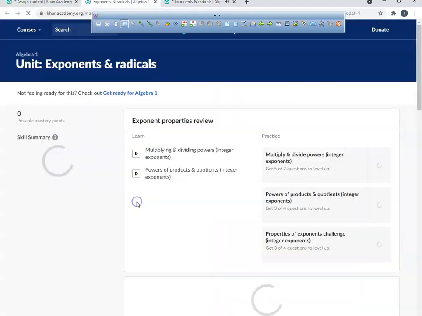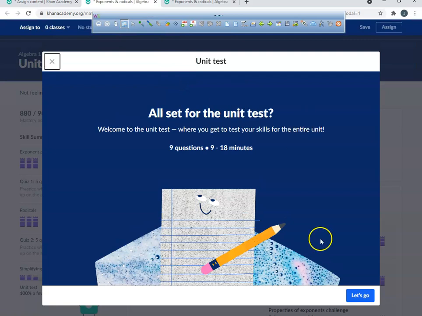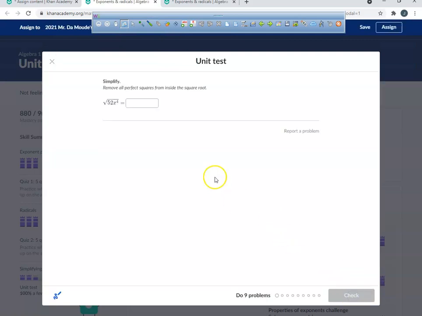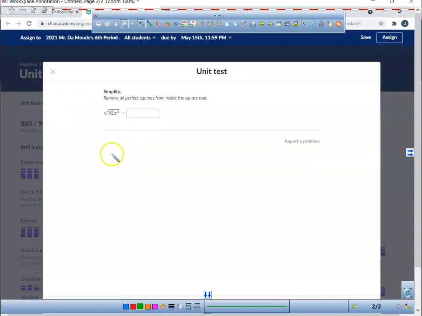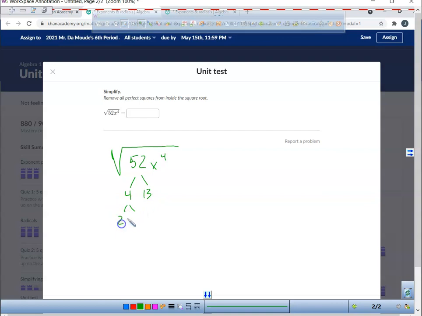I'm going to go back there and do one more right here. I'm going to start with this guy. It says simplify. So we're going to simplify the square root of 52 x to the power of 4. Now 52 can be broken down into a 4 and a 13, and 4 can be broken down to a 2 and a 2, and x to the power of 4 can be broken down to x squared and an x squared. So I got a pair of x squareds and I got a pair of 2's.